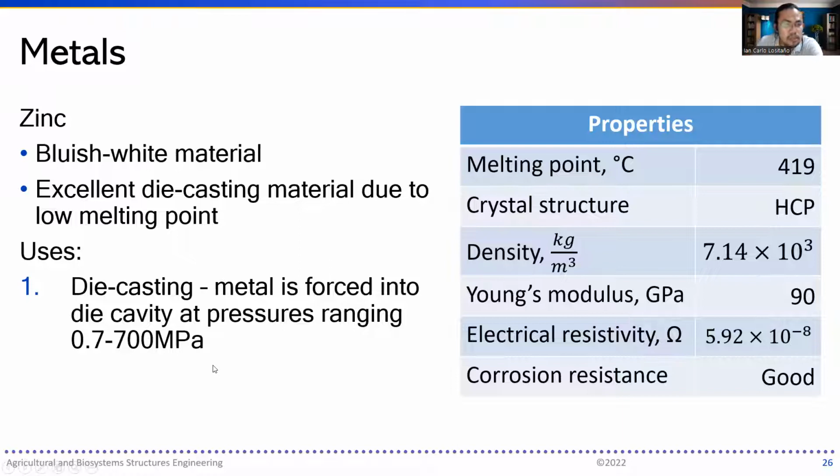You have your zinc. It is a bluish-white metal, an excellent die casting material because of its low melting point. Thus it is used in die casting, where metal is forced into a die cavity, at pressures ranging from 0.7 to 700 megapascals. The properties: melting point, crystal structure, density, Young's modulus, electrical resistivity, and the corrosion resistance is good. This is HCP compared to the previous two, which are FCC, or face-centered cubic.